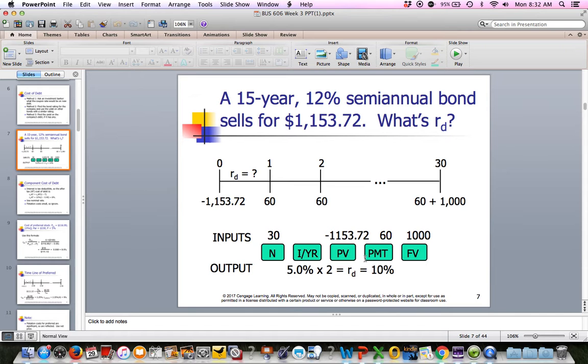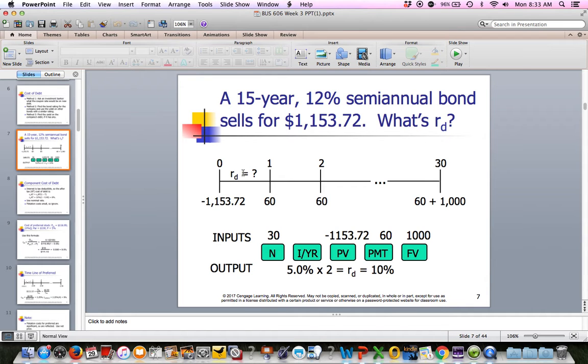But what this is saying, let's just say I have a 15-year bond. Let's just say I'm a corporation, and I've got some bonds on my books. I've sold some bonds to raise some capital, and it's a 15-year bond, 12% semi-annual. That means semi-annual means twice per year, and that means I have to pay interest at a rate of 12% annually, but I pay it twice per year. And right now, the bond could be purchased on the market for $1,153.72. So just know that bonds, you can buy and sell bonds on a market just like stocks.